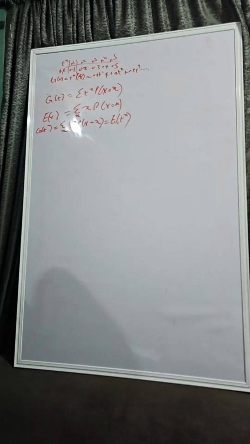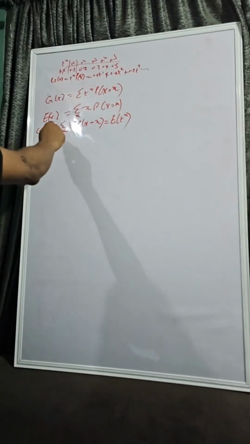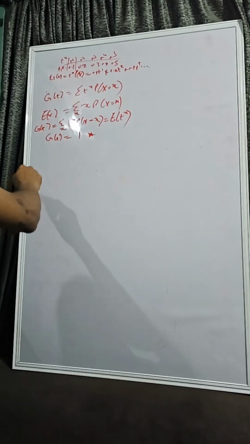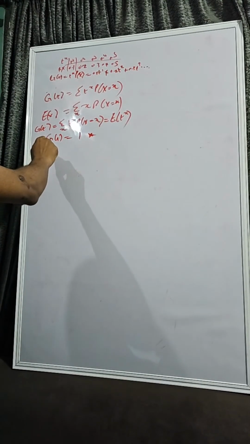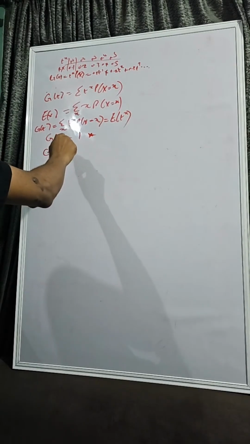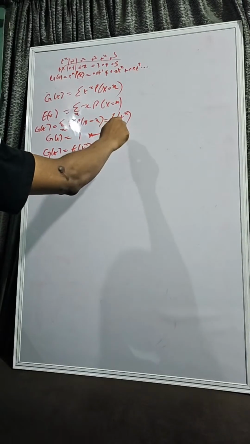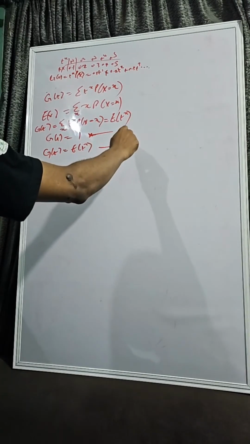So therefore, since this relationship exists, we can relate it to the properties of a probability distribution. What is the second property? First property is g of 1 should give you 1. Take notes. Second property now is g of t is equal to expectation of t of x. First property, second property.